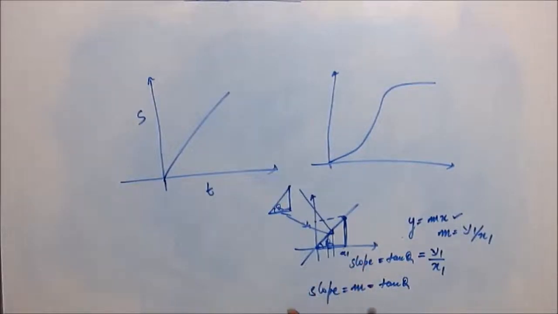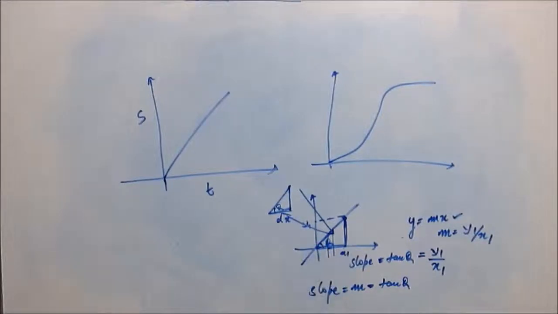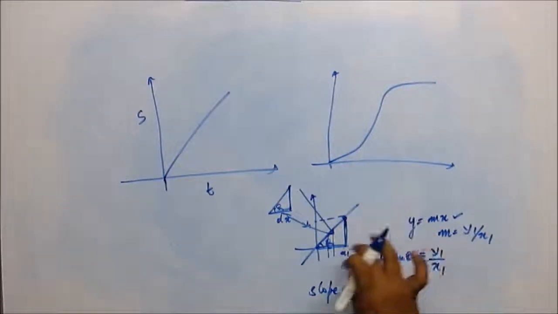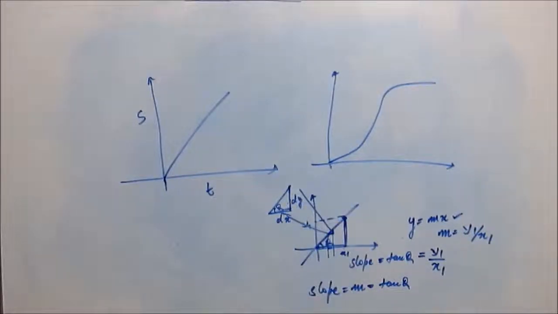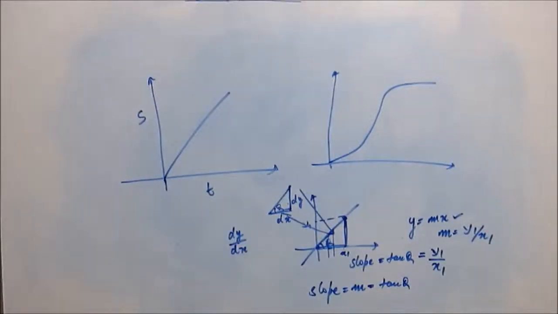Like in this, the base that we took as x1 here would be dx, because it is infinitesimally small, so we will represent it as dx, and this height, this perpendicular which we took as y1, will be dy, which will be infinitesimally small. The point here is that slope, which is tan theta, which is m, which is actually perpendicular upon base, will be equal to dy upon dx. The slope will remain the same. The slope at this point is dy by dx.